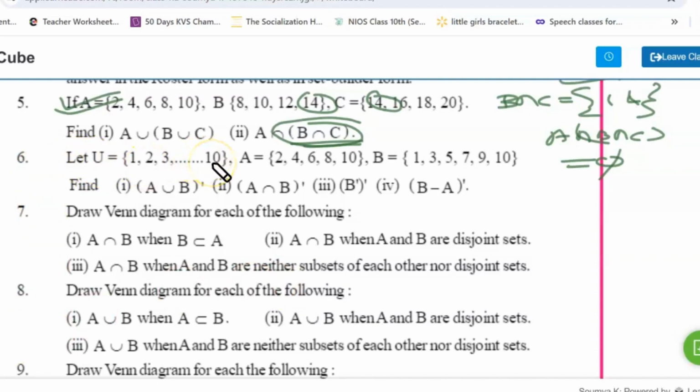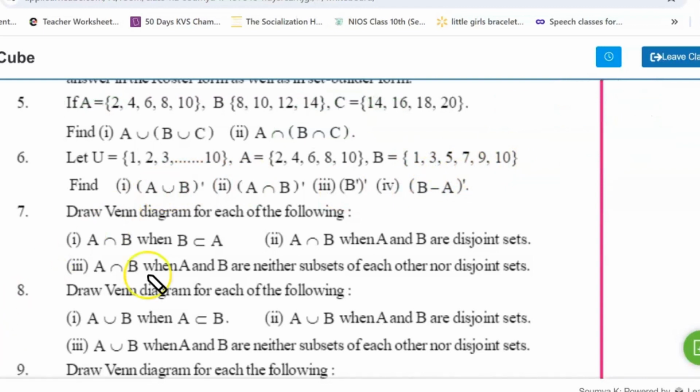Let's move on to the sixth question, that is, U is the universal set. 1 to 10 are the elements, and the A set is the even numbers starting from 2 to 10, and B has elements starting from 1 to 10. Odd numbers are included here, 1, 3, 5, 7, 9 and also 10 is there.